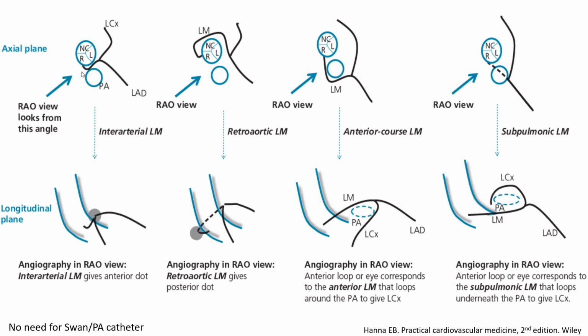Interarterial course: the anomalous artery will take a sharp bend in front of the aorta, and this is how it will look on angiography. An artery in front of the aorta with a sharp bend. Anterior course: the anomalous artery will take a long loop or eye in front of the aorta, as you may see here, before it gives its branches. Subpulmonic course: it will also be a long loop or eye in front of the aorta, unlike the sharp bend of interarterial course.